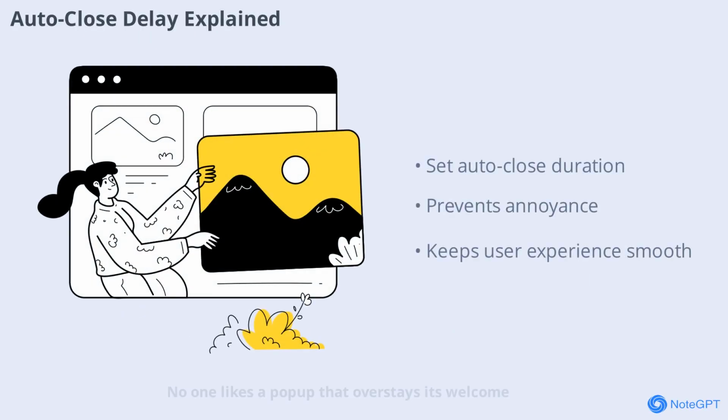No one likes a pop-up that overstays its welcome. With the auto-close delay setting, you can automatically hide the pop-up after a specified time. For example, setting auto-close delay to 80,000 means the pop-up will disappear after 80 seconds. This feature ensures your pop-up is visible long enough to be noticed, but not so long that it becomes annoying.